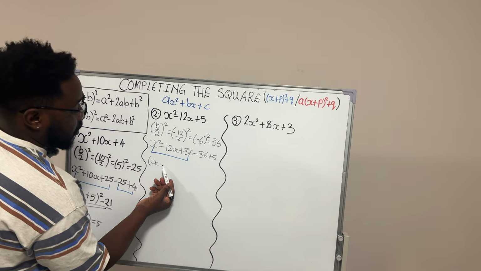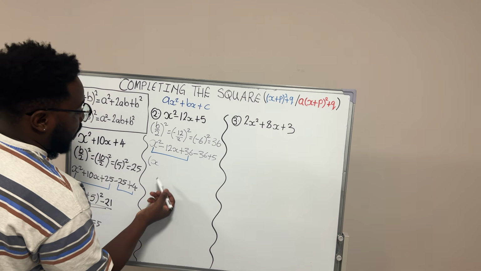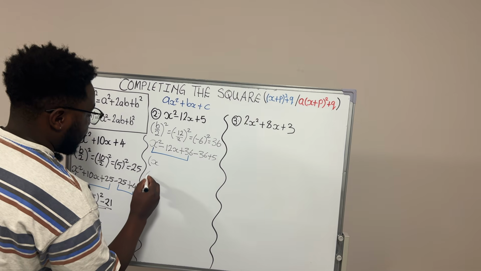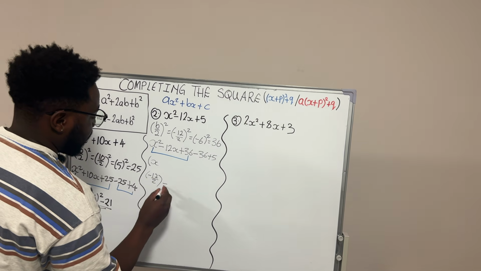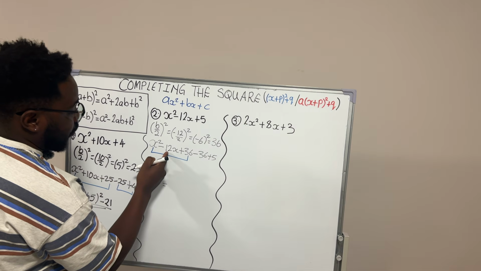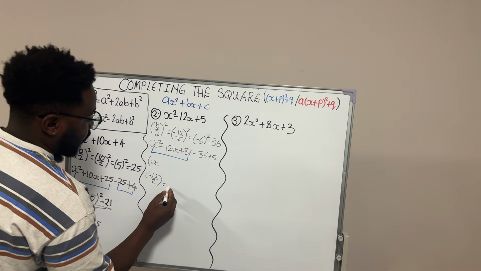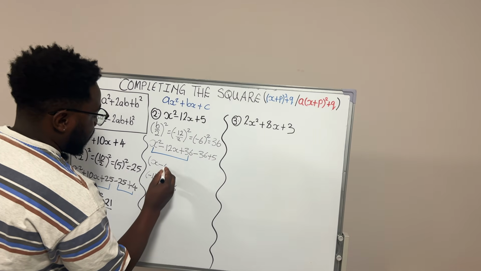And to get the constant that we have to put in our bracket over here, remember we have to take the half of the coefficient of x. So that's negative 12. Yes, our coefficient of x is negative 12. So half of negative 12 is negative 6. So negative 6 goes in our bracket.